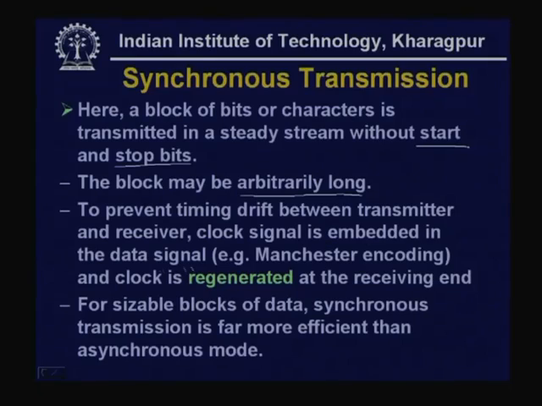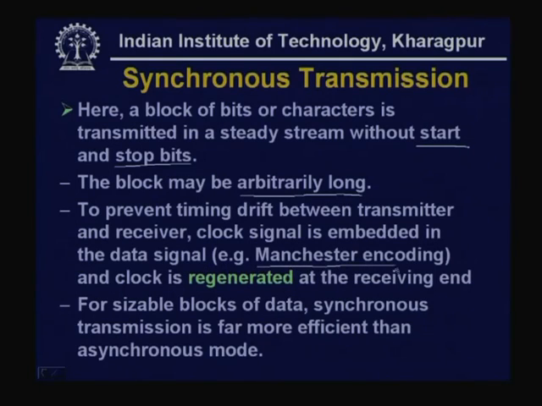As we have mentioned earlier, the clock cannot be separately sent whenever 2 machines are located wide apart, but for synchronous transmission it is necessary that these 2 clocks should be identical. How can that be achieved? One way of doing it is that we embed the clock as part of the data signal by suitable encoding.